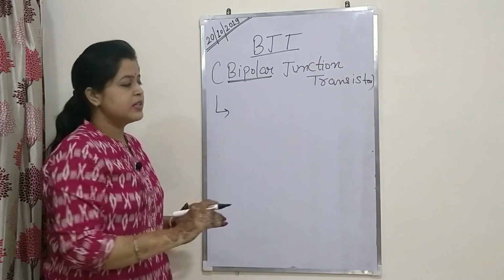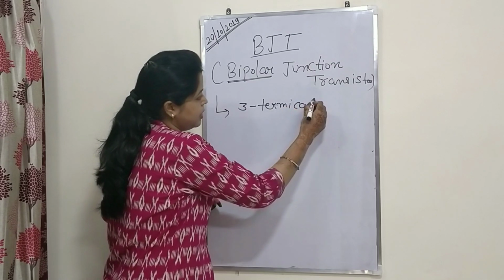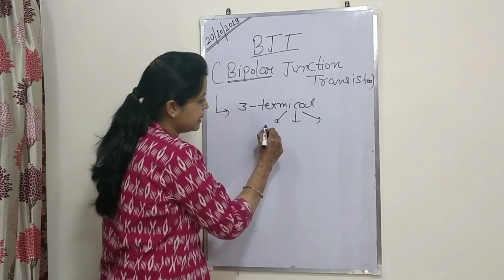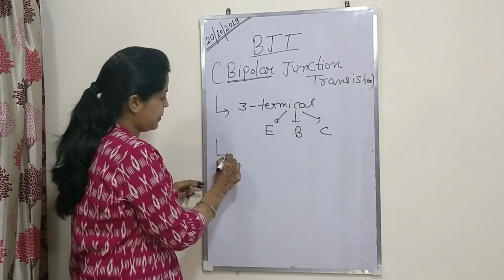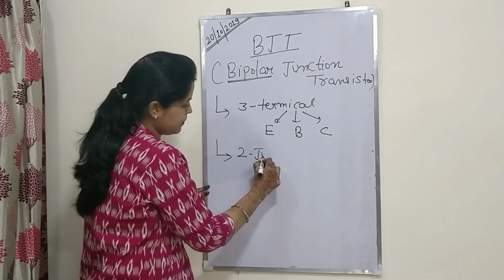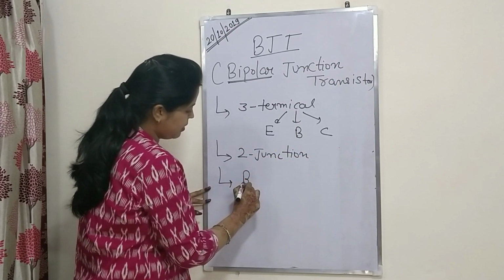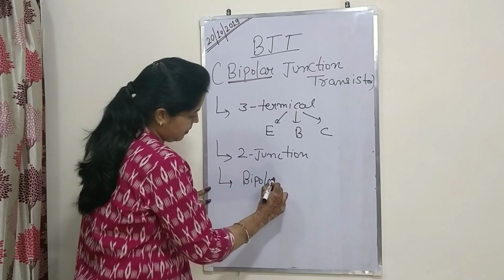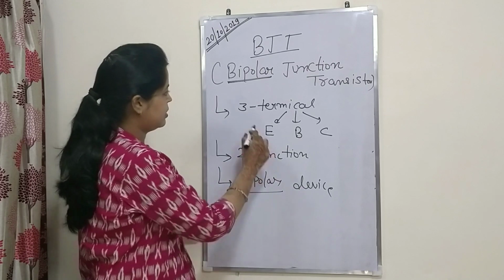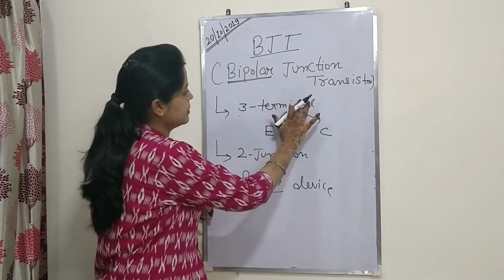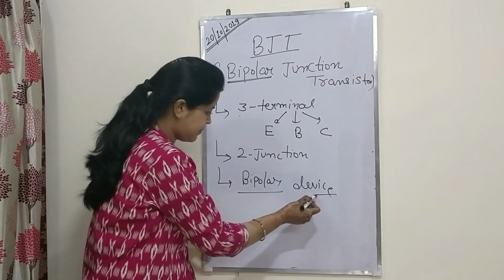Basically, transistor is a three-terminal device having their names emitter, base and collector. Two junctions and a bipolar device. Two junctions, three terminals, two junctions and bipolar device.